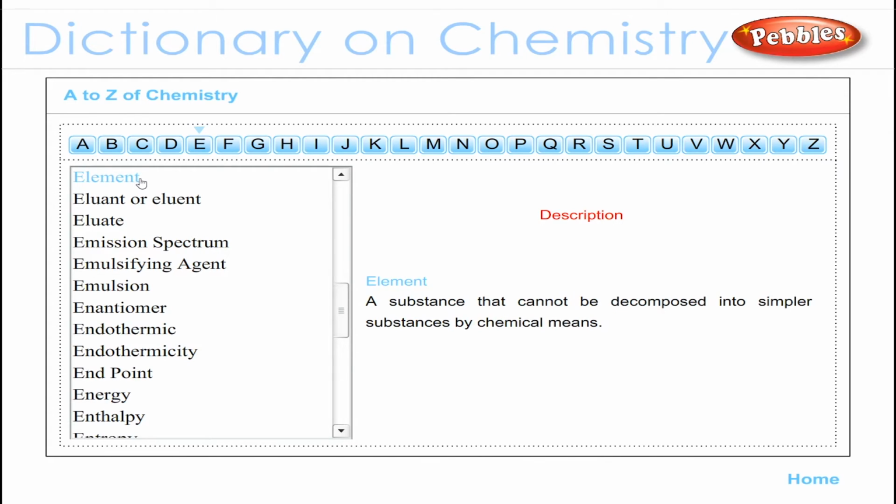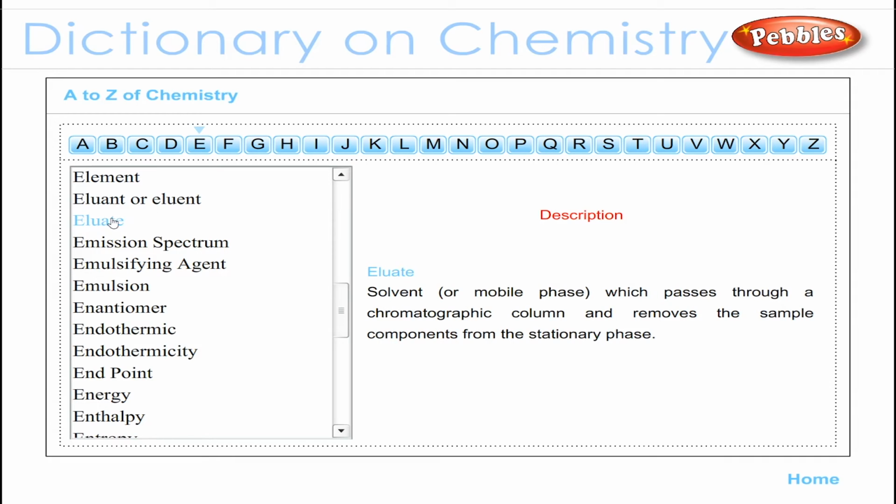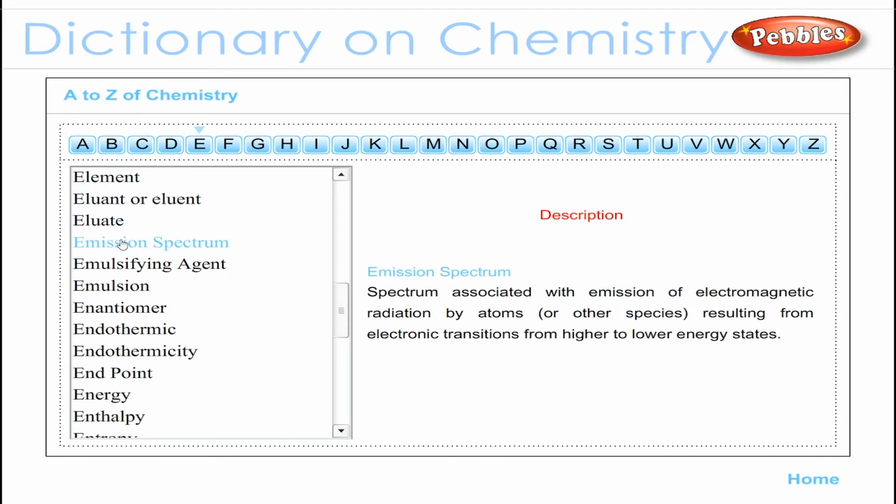Element: a substance that cannot be decomposed into simpler substances by chemical means. Eluent: the solvent used in the process of elution, as in liquid chromatography. Eluate: solvent or mobile phase which passes through a chromatographic column and removes the sample components from the stationary phase. Emission spectrum: spectrum associated with emission of electromagnetic radiation by atoms or other species resulting from electronic transitions from higher to lower energy states.